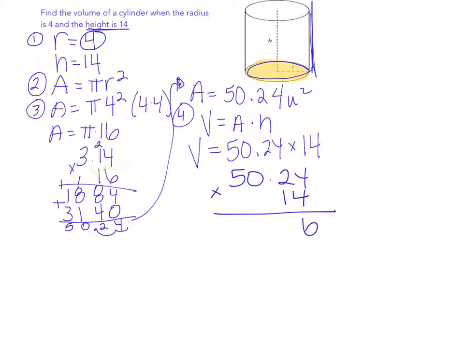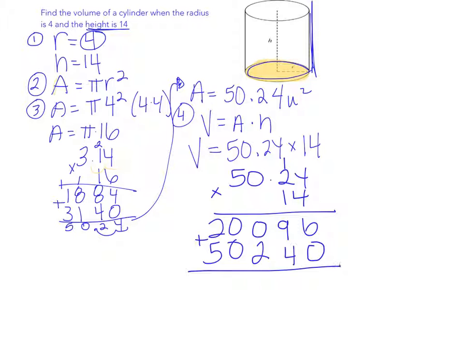4 times 4 is 16. 4 times 2 is 8 plus 1 is 9. 4 times 0 is 0. 4 times 5 is 20. Can't forget my placeholder. And then 1 times 4, 1 times 2, 1 times 0, 1 times 5. Add them all up. And I can't forget my very last thing, which is my decimal points. 2 jumps over, place my decimal points.